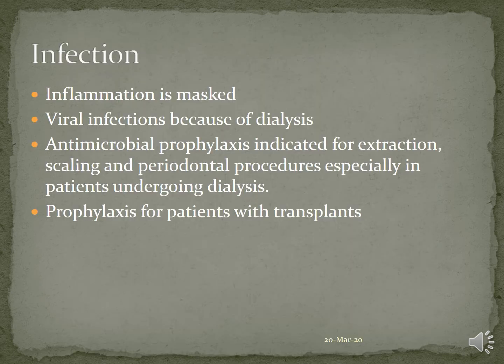So why is there a risk of infection? Because the inflammation is already masked. Patients with other coexisting conditions may be taking steroids, as in nephrotic syndrome, so the inflammation is always masked and there is a flare up of infection. Also, the patient goes for dialysis. Apart from the heparinization and other things, the patient is always carrying a risk of viral hepatitis, which is hepatitis B. So we have to be very careful in these things.